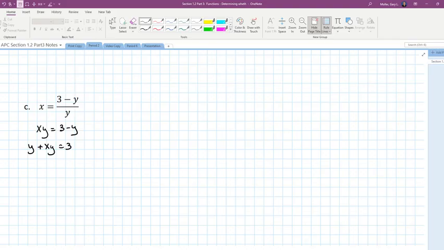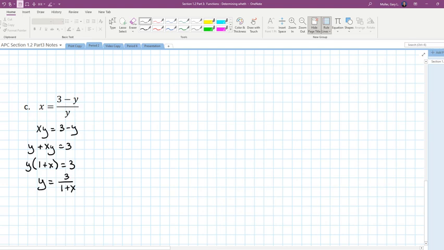I can add a 1y plus an xy by factoring out the y. So if I factor out y, I'm left with 1 plus x equals 3. And then if I divide by 1 plus x, I get y equals 3 over 1 plus x. Or x, you know what? X plus 1. All right, so now I think I know my answer.